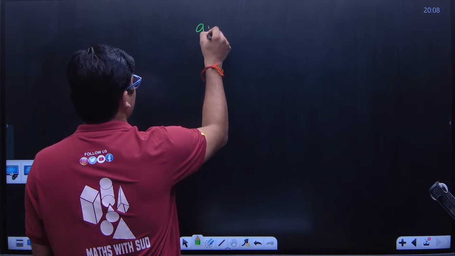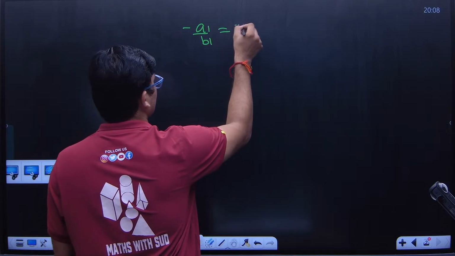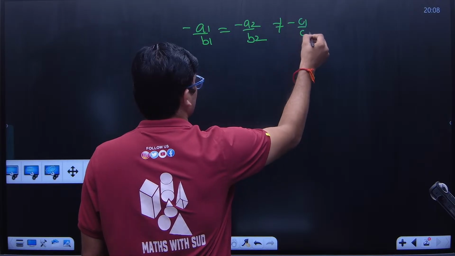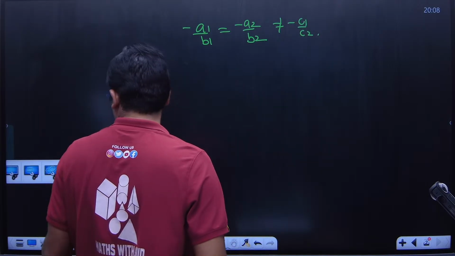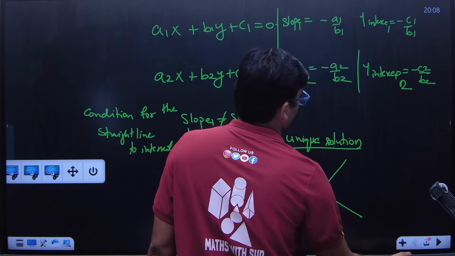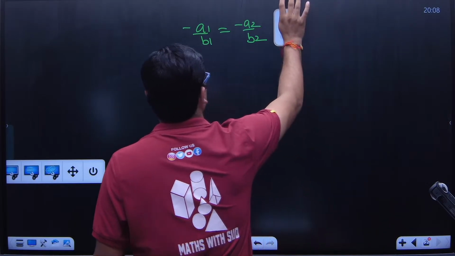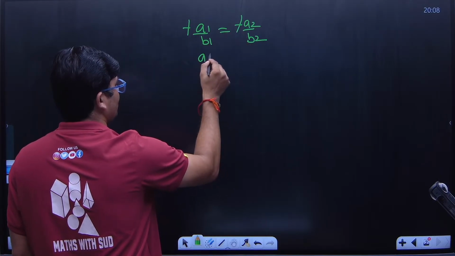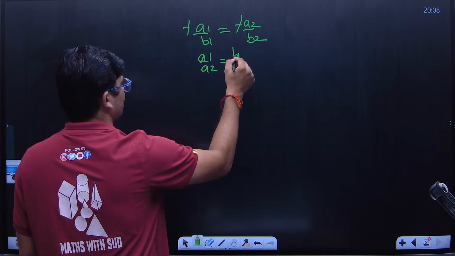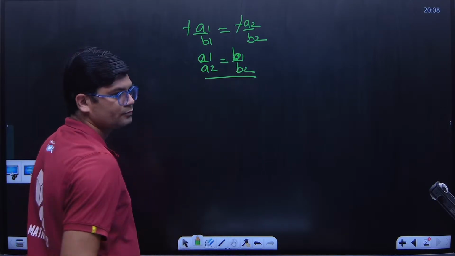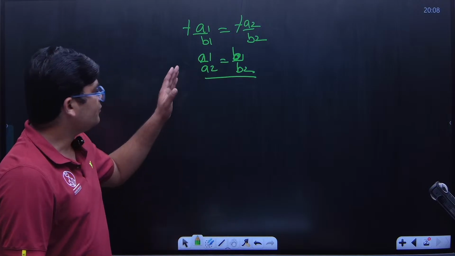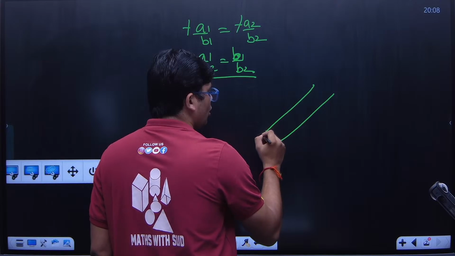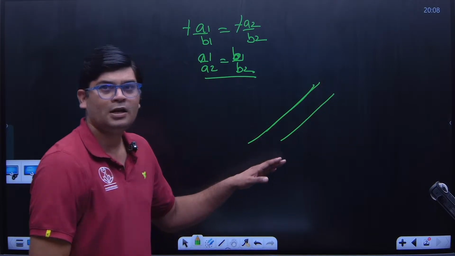Sometimes you may find that minus a1 upon b1 is equal to minus a2 upon b2 and is not equal to minus c1 upon c2. Sometimes you may find that the slopes are equal. So slopes are equal means what? a1 upon a2 is equal to b1 upon b2. Are you getting it? Yes, sir. Now if the slopes are equal, that means the lines are moving parallel. Either they will be parallel or they will be coinciding.